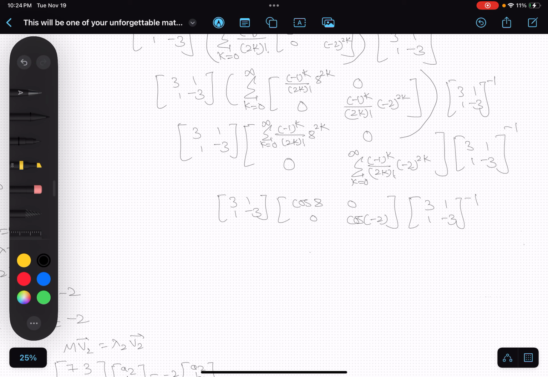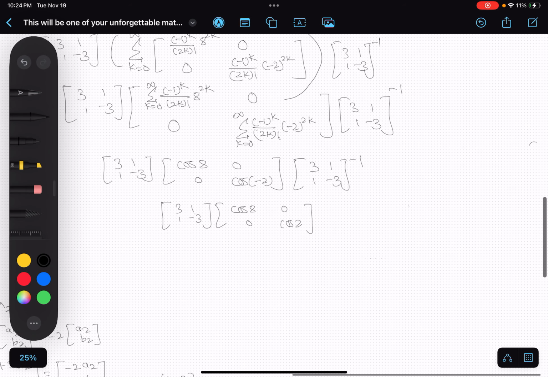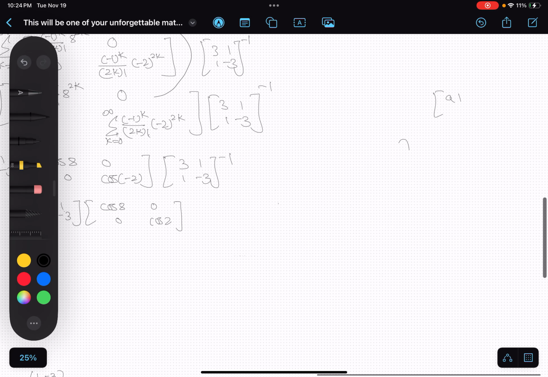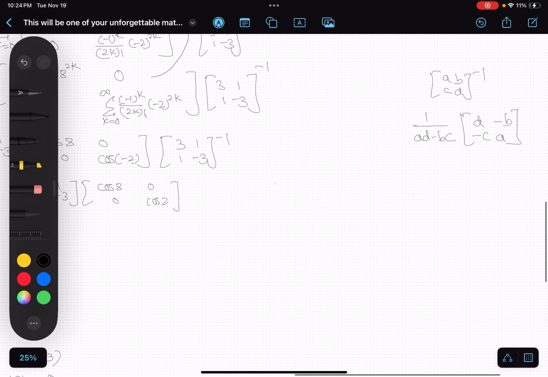So first of all, let's find the inverse. So 3 1 1 minus 3, cosine of 8 0 0. This will just be cosine of 2. And now the determinant will be, I guess you guys know how to find the inverse of a 2 by 2 matrix, right? So the inverse of A B C D will be 1 by the determinant, which is AD minus BC, and then we need the adjoint, which will be D, minus B, minus C, A. This will be the adjoint, so this will be the inverse of the matrix.